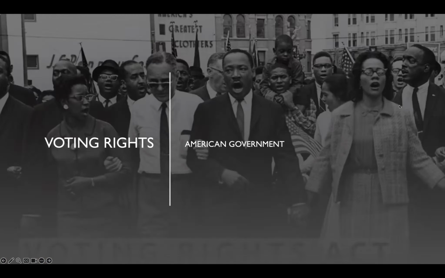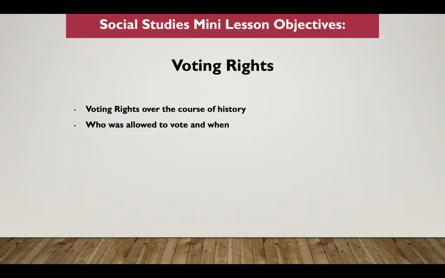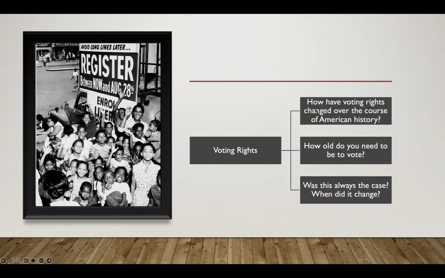Hi, everyone. Today we're going to be discussing voting rights. Our social studies mini lesson objectives for today: we're going to talk about voting rights over the course of history and who was allowed to vote and when. So let's think a little bit about how voting rights have changed over the course of history. Voting qualifications based on property ownership, religion, race, and sex have all been eliminated through federal laws and constitutional amendments. How old do you need to be to vote? That's another change as well.